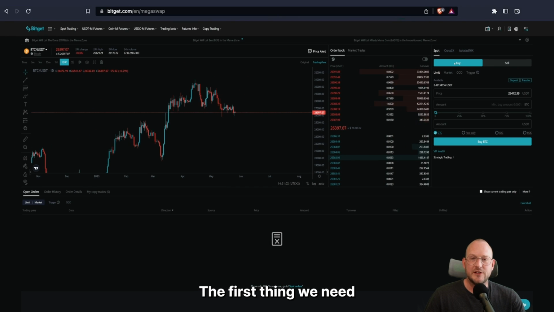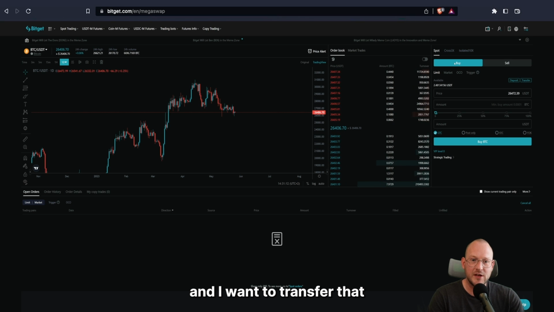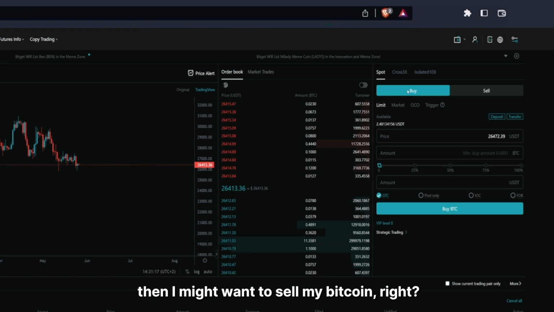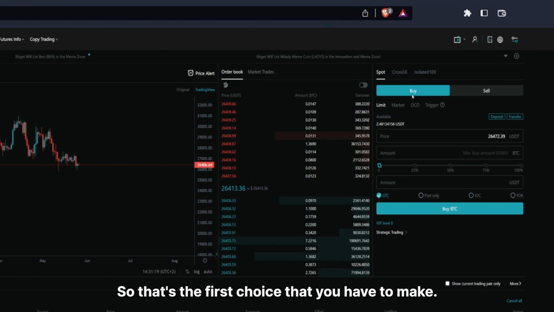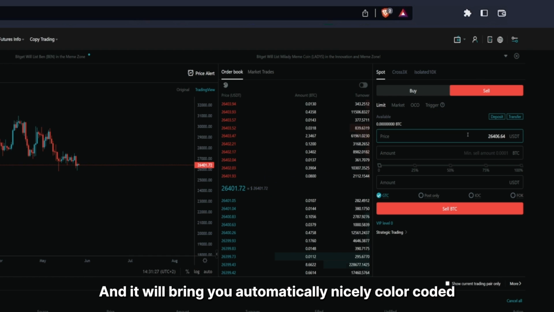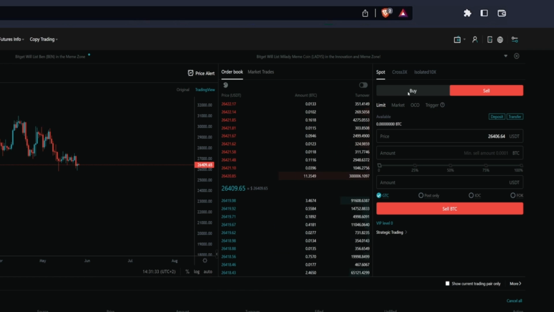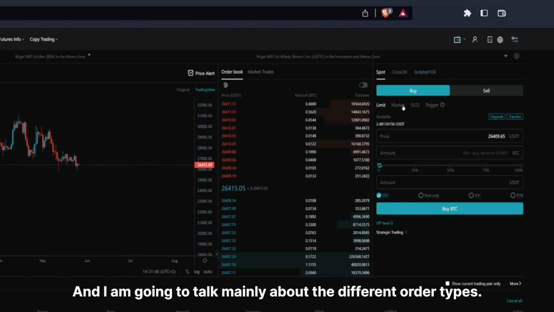The first thing we need to determine is, do we want to buy an asset or do we want to close out of a position that we already are in? So let's say if I'm holding Bitcoin and I want to get back into a stable coin, then I might want to sell my Bitcoin, right? So that's the first choice that you have to make. Do I want to buy or do I want to sell? And it will bring you automatically nicely color coded so you cannot really get confused about it, directing you what to do.